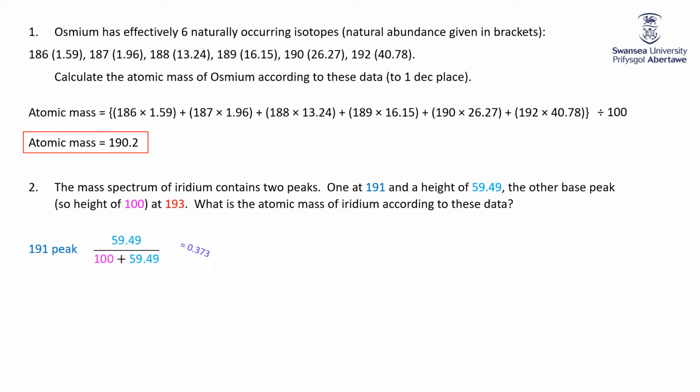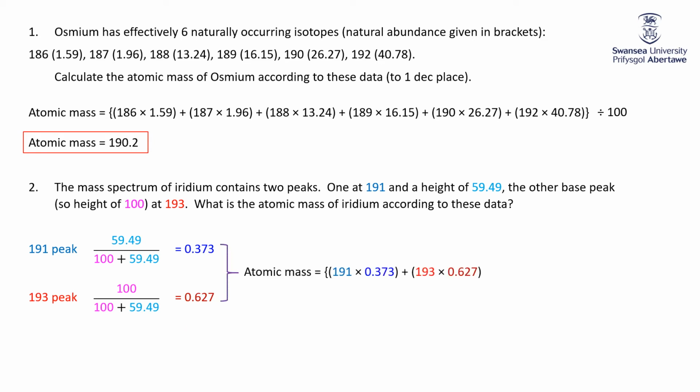So for the 191 peak, the natural abundance is the 59.49 divided by the 100 plus 59.49. In other words, what fraction does this 59.49 for this isotope make of the whole data? And for the 193 peak, same idea, except there of course it's 100 instead of 59.49. One should point out of course that these have to add up to 1, as I'm now dealing with fractions instead of percentages, so therefore I could have just taken 0.373 away from 1 to get to 0.627. Either way, again, whatever floats your boat.